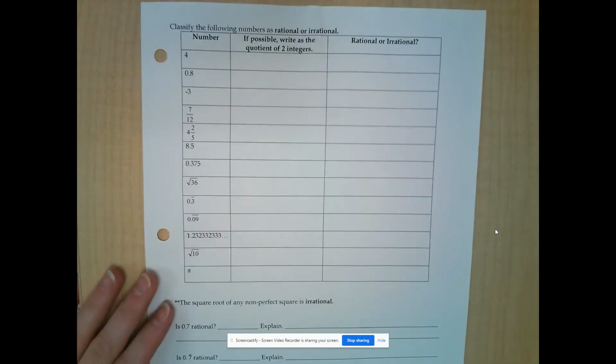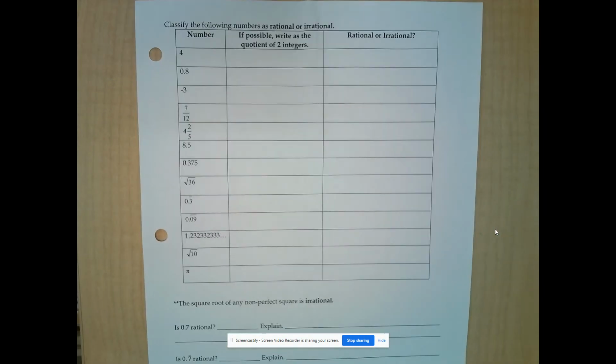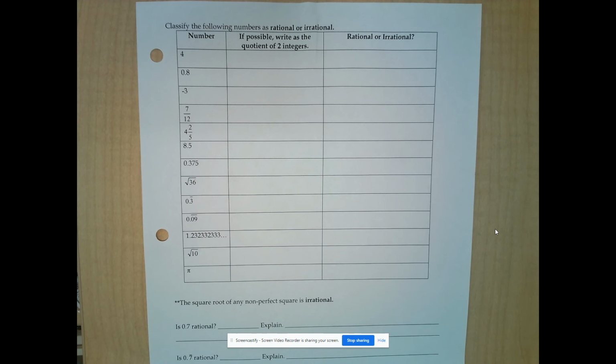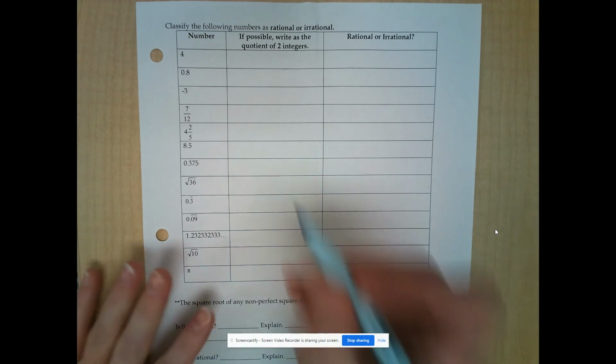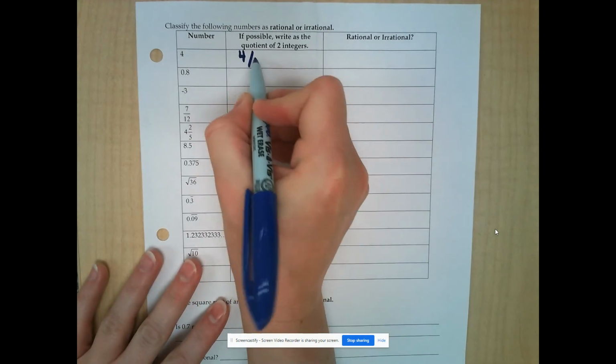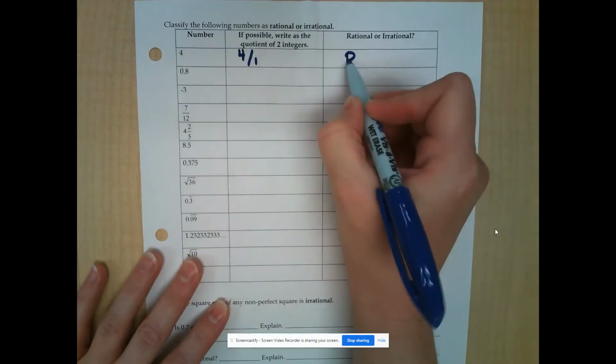So what do we have? What types of numbers? 4. If we look at 4, is it possible to write it as the quotient of two integers? Can I write it as a fraction? Sure. I can write it as 4 over 1. That makes it rational.